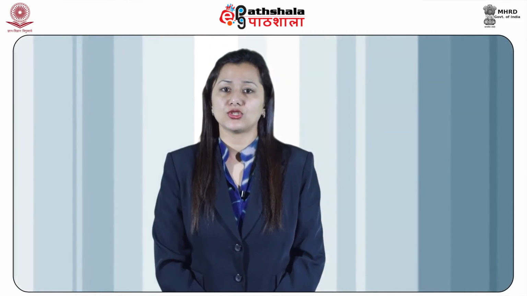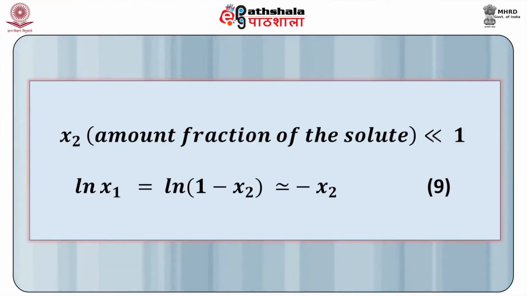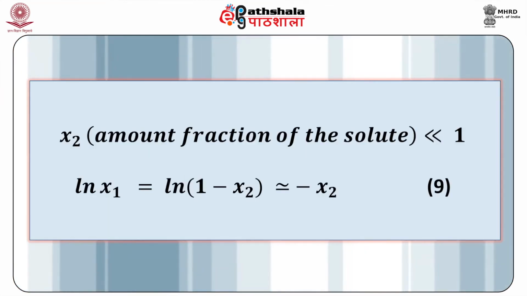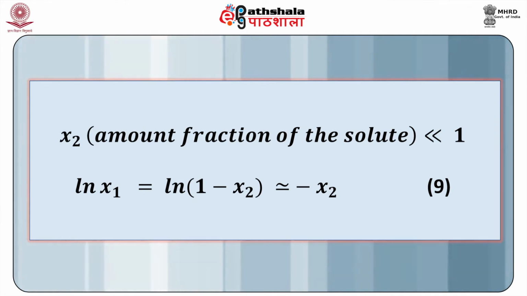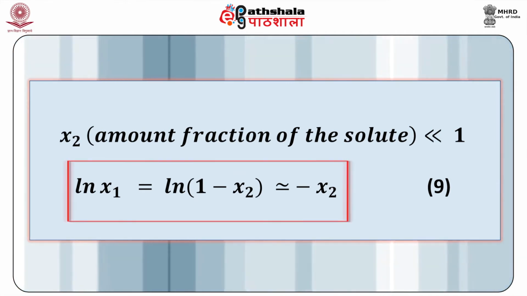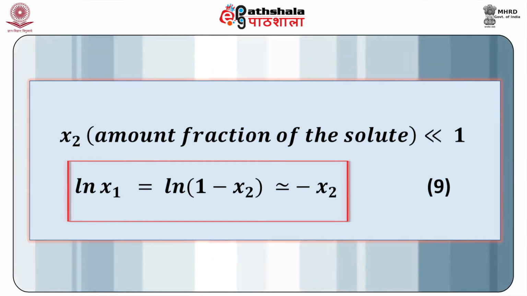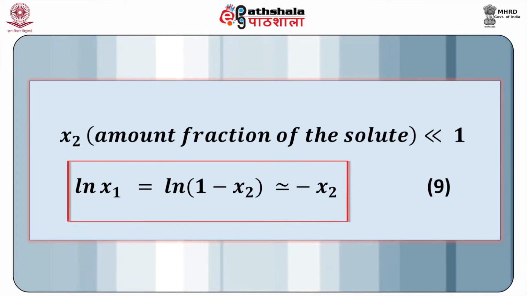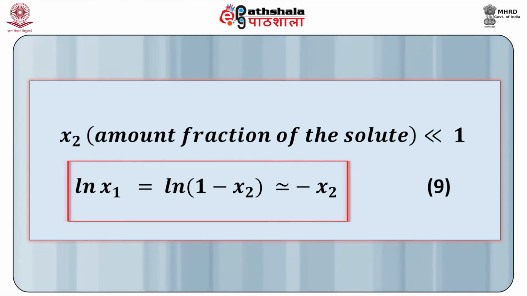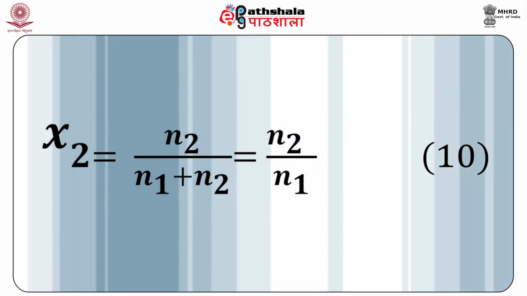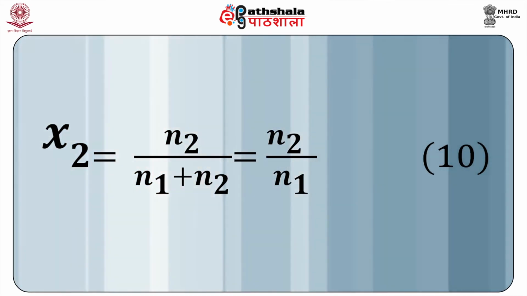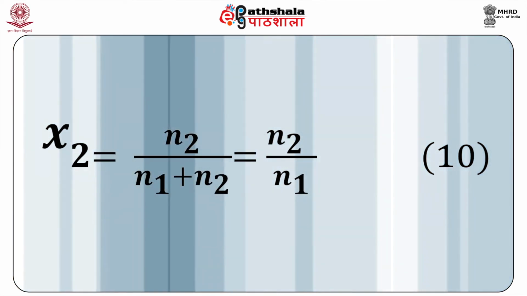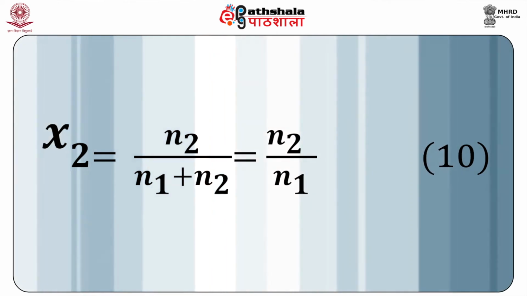We will simplify equation 8 for a dilute solution using the following approximations. Number 1, since the solution is dilute, chi 2, that is the amount fraction of the solute, is much less than 1. Therefore, the term ln chi 1 can be approximated as ln of 1 minus chi 2, which can be further approximated as minus chi 2. This is our equation 9. Second, the amount fraction of solute is given by chi 2 equals N2 by N1 plus N2, which can be written as N2 by N1. This is our equation 10.